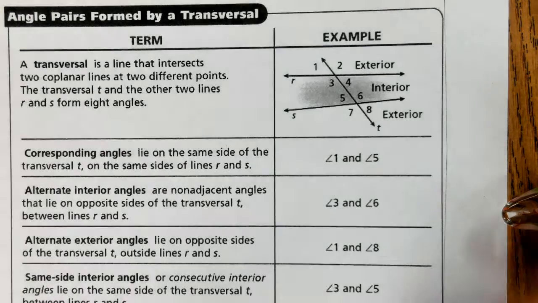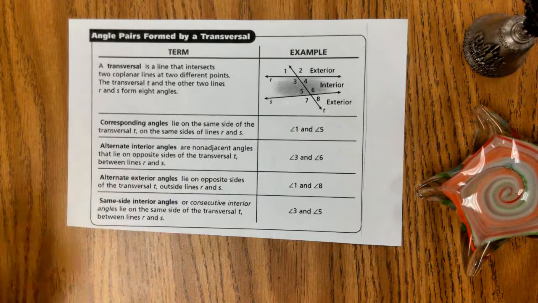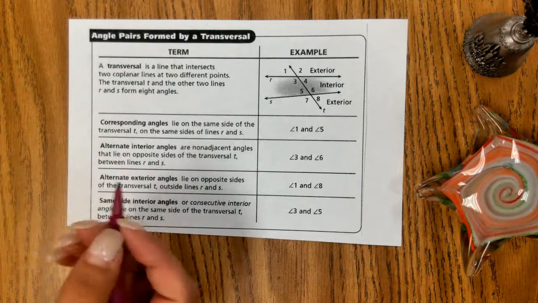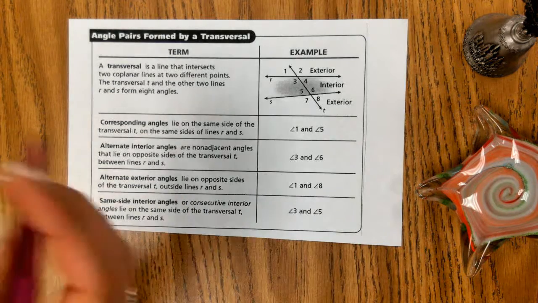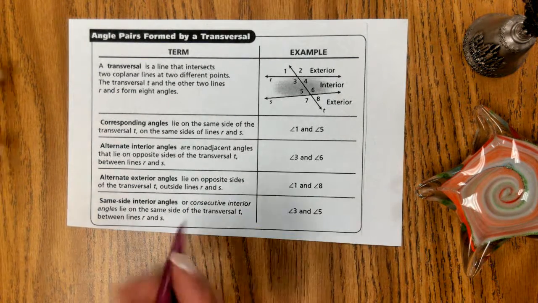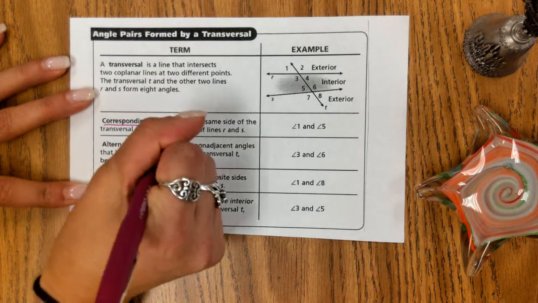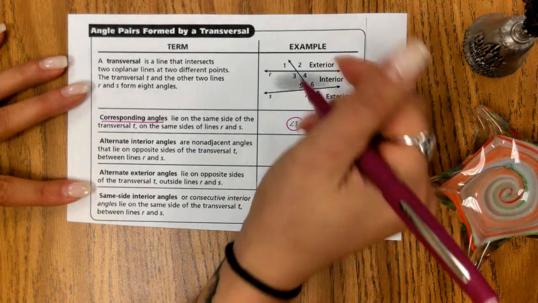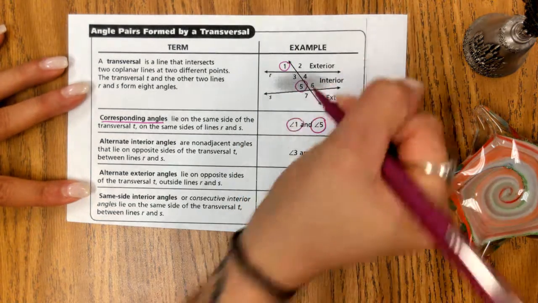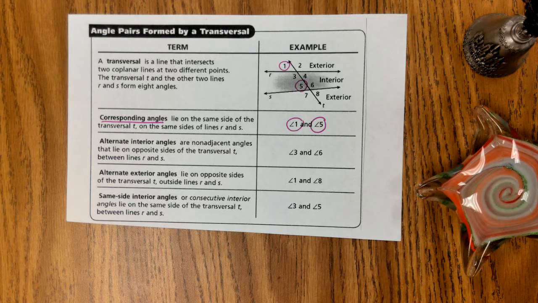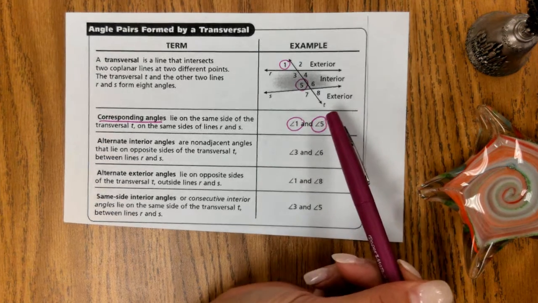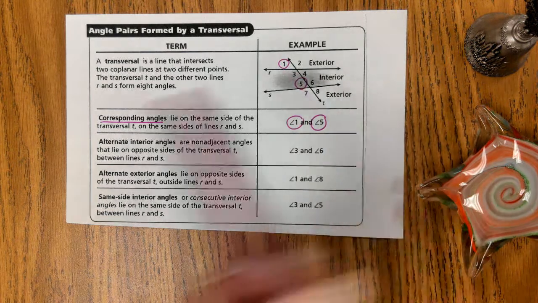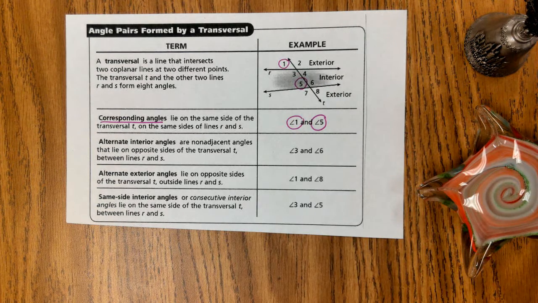Okay, so you should have this half sheet in front of you. One way to remember what everything is, I'm going to show you color-coded. I know that not everybody has different colors of pens, but for corresponding angles, it's showing me right here what those are in the picture. So I'm going to circle those. Those are corresponding angles. They're on the same side of the transversal, and they're on the same sides of the parallel lines. They're on top of them, okay?